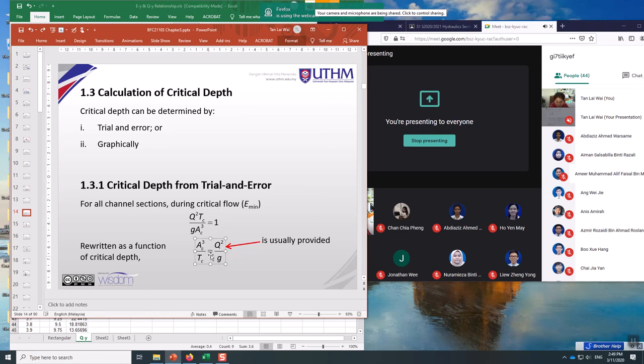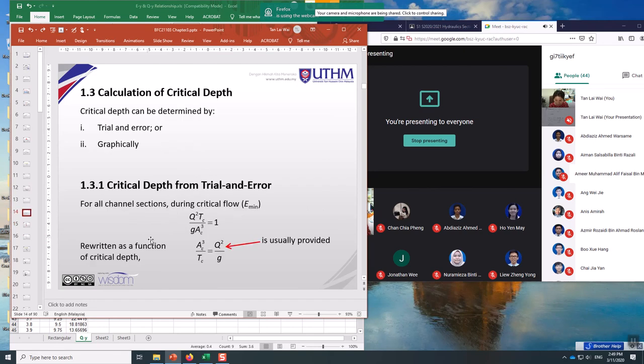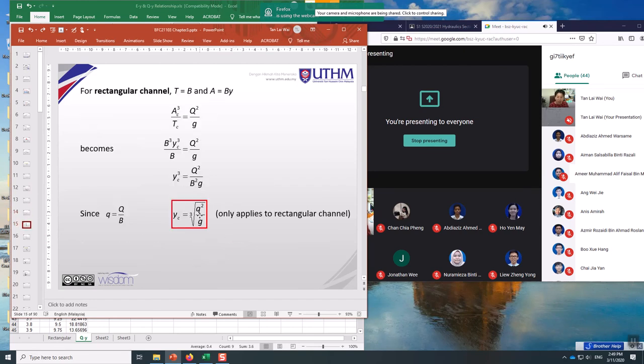Now you can use this equation to solve for the depth of critical flow for any section. It doesn't matter whether trapezoidal section, rectangular section, triangular section, circular section, whatever. However, we can simplify this equation for a rectangular channel. But if you don't want to use this simplified equation, it is fine too. You can use this as well. But can you use the simplified expression for other sections? No, it applies only for a rectangular section.